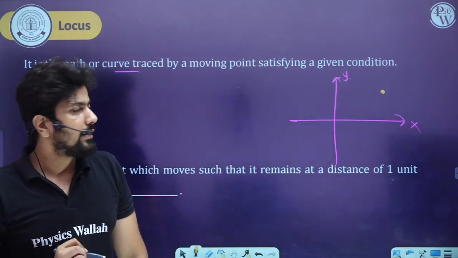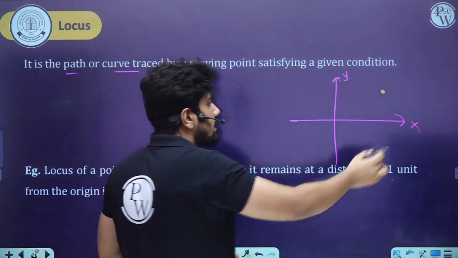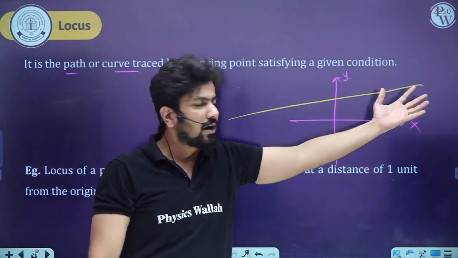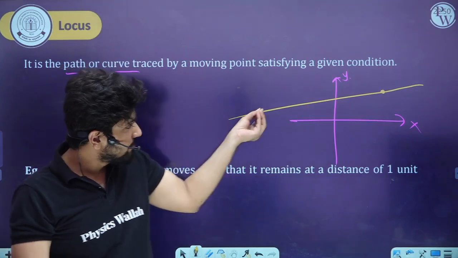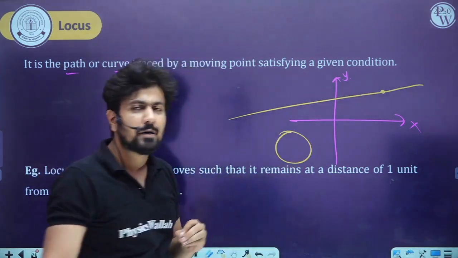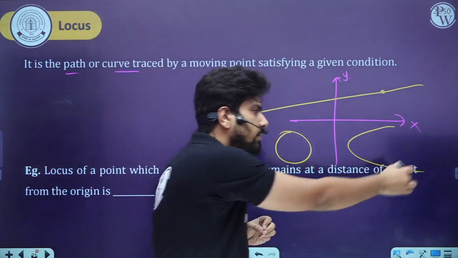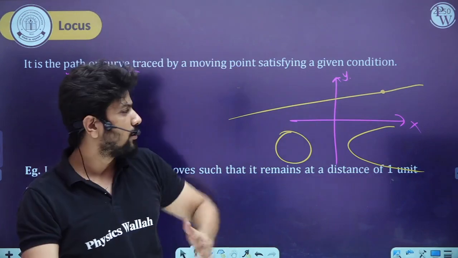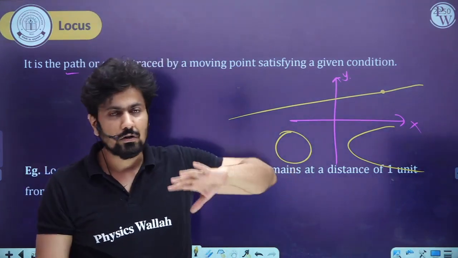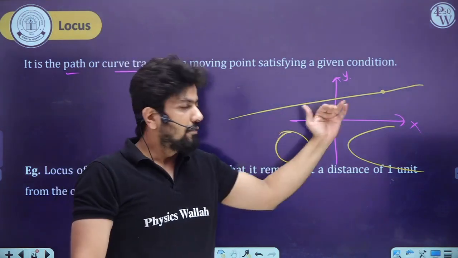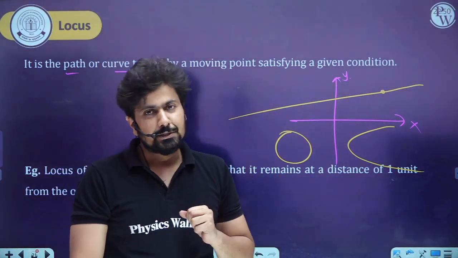Okay? Now, every path on this, suppose I make this path. What is this path? There are basically infinite coordinates which are connected. This is a circular path. This is a parabolic path, right? There are lots of paths, and all of these are what? 2D. All of these are in 2D, not in 3D. Okay. So every path has an equation.